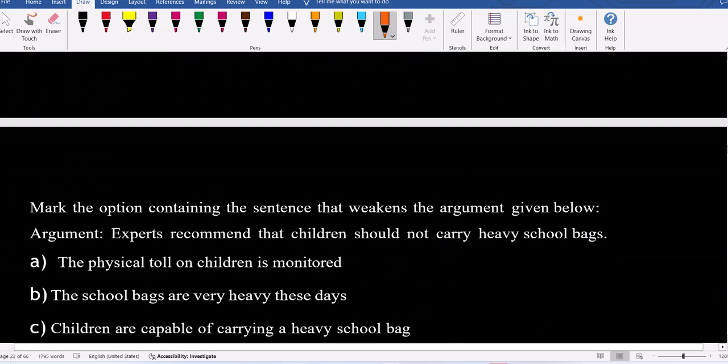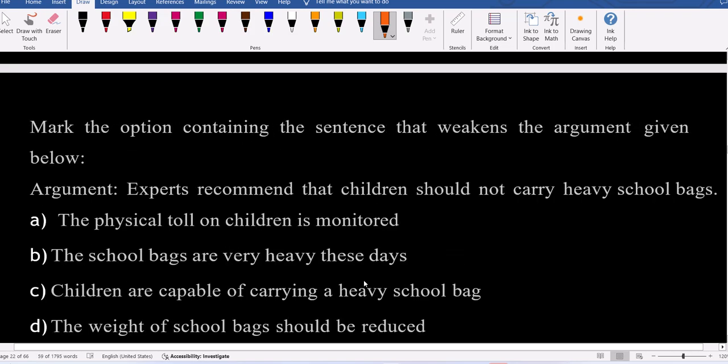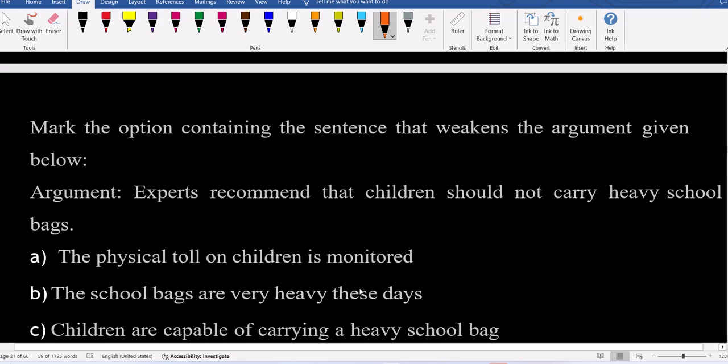Next one, again related to weakening the argument. Weakens the argument.